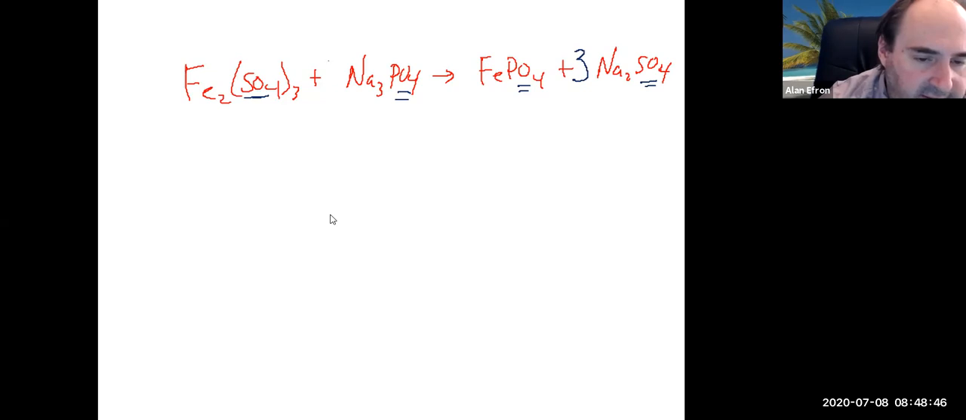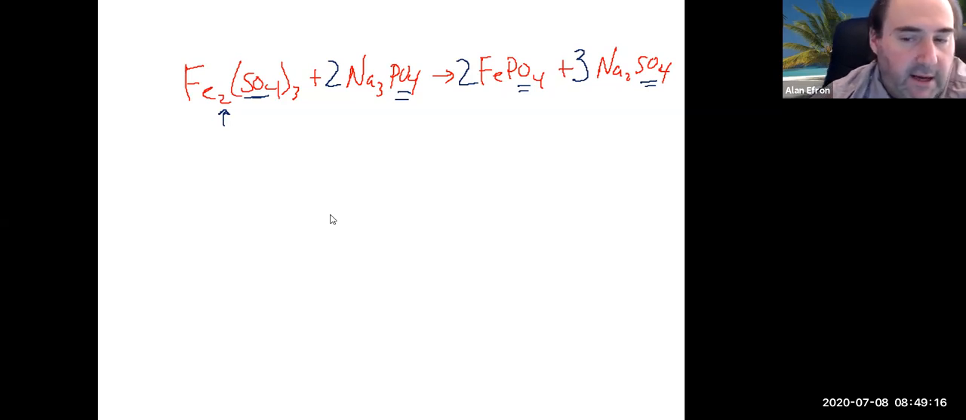And fix my sodium by putting a 2 there, giving me 6 sodiums, but obviously phosphates attached there. So that also gives me 2 of those phosphate units, which then I would come over here and go, I only have 1. So to fix that, I could put a 2 in front of it, which gives me 2 phosphates, also gives me 2 iron. And as you can see, that's okay because I need 2 iron as well. So sometimes it's a lot easier, especially if you have those polyatomic ions involved.